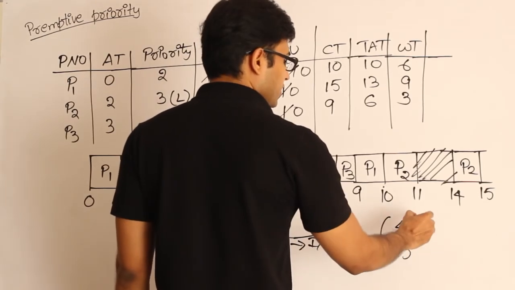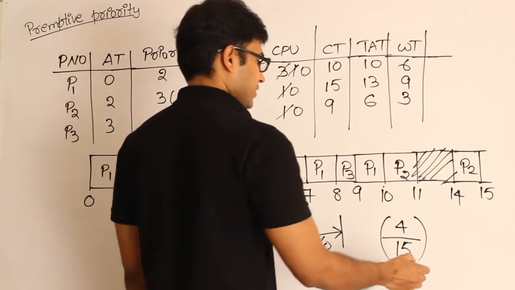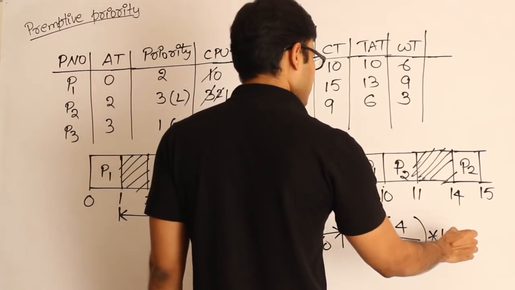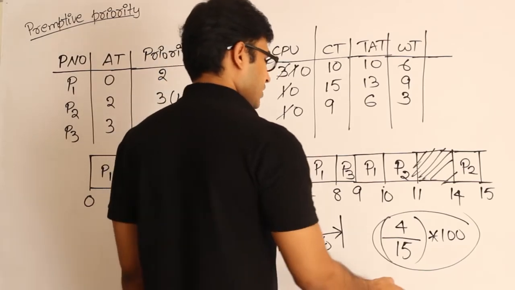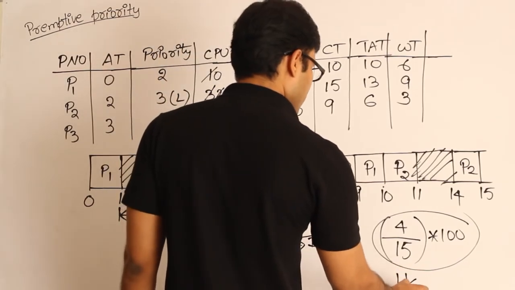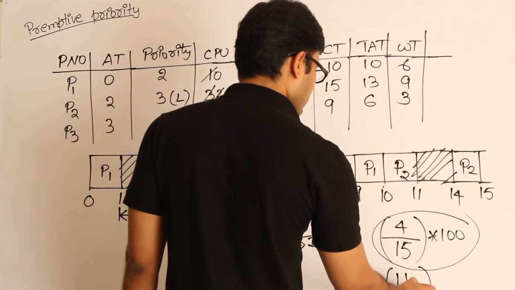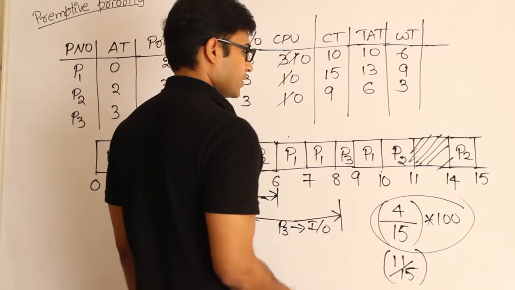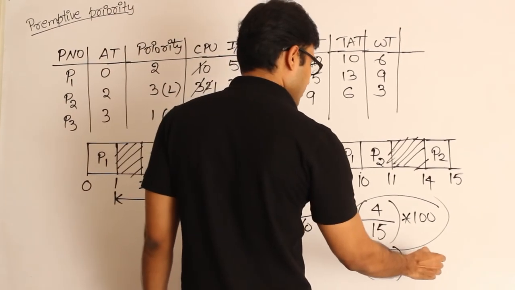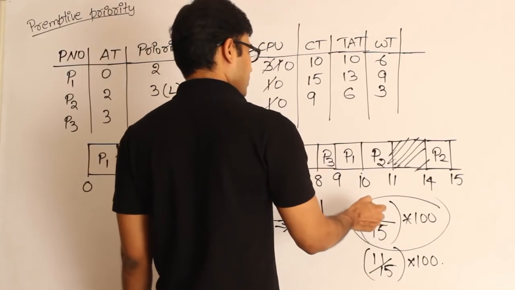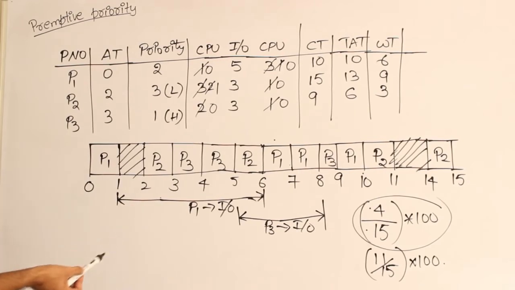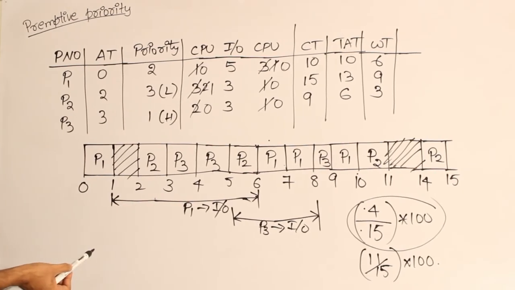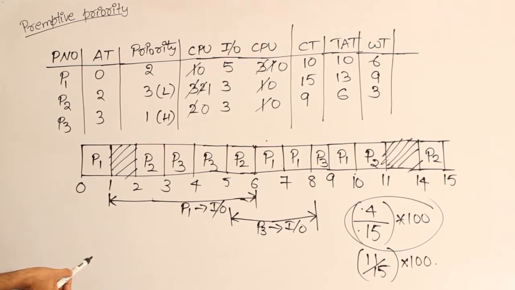Therefore, this is the inefficiency of the CPU. CPU inefficiency is wasted time by total time into 100. Then what is CPU efficiency? You have to find 1 minus this, which is nothing but 11 by 15, which means out of 15 units we have used successfully 11 units, right? Therefore efficiency is 11 by 15 into 100 and inefficiency is 4 by 15 into 100. Got it? So that is how we can find out the efficiency and inefficiency of the CPU here, right? Fine.